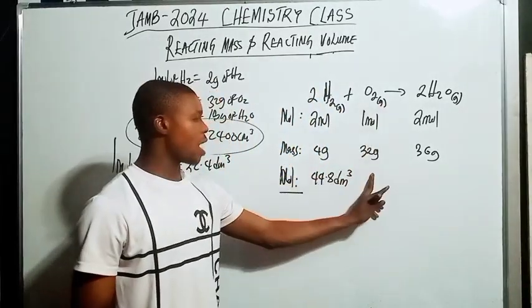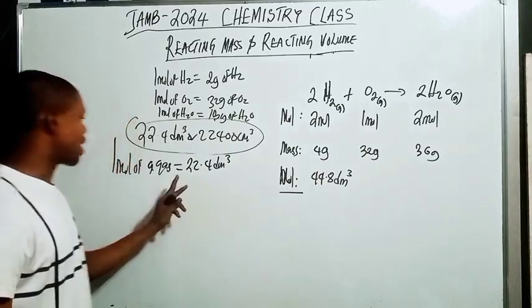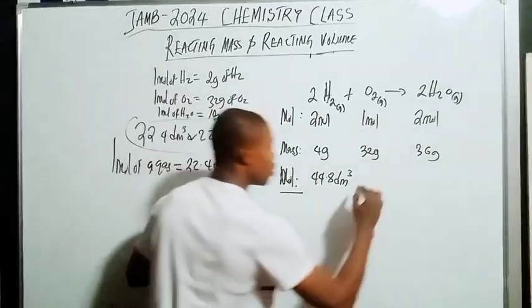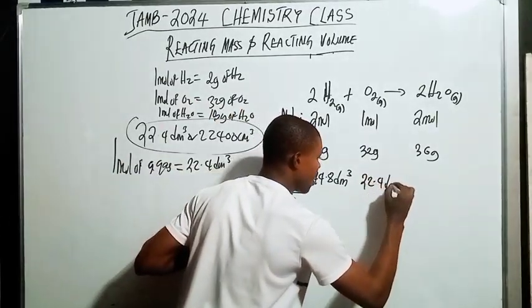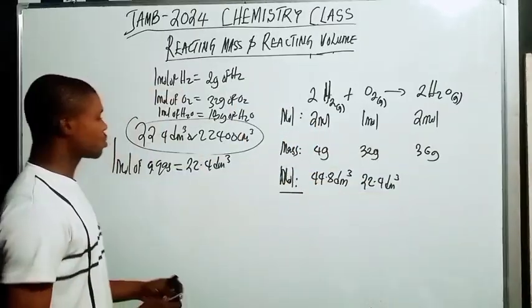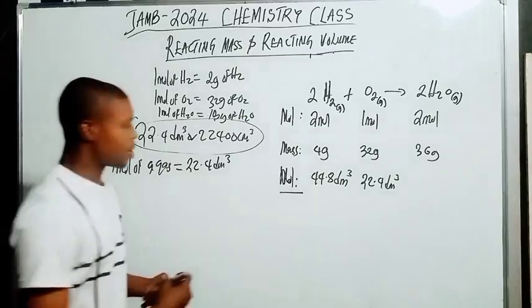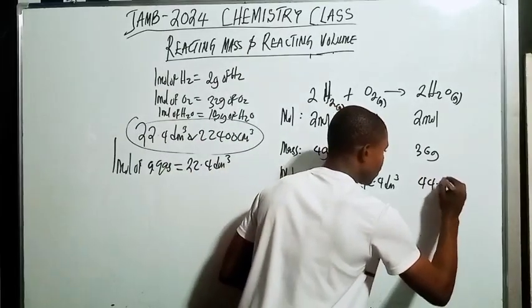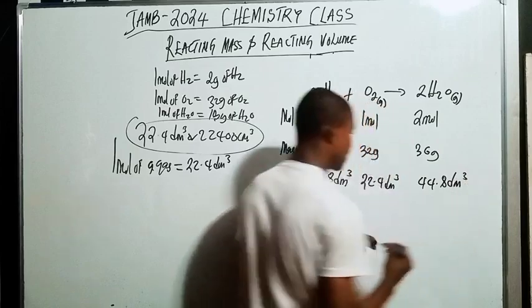So how many moles do you have? Here we have 1 mole, so 1 times 2.4 gives 2.4 dm cube. Then for water here, we have 2 times 2.4, which is 4.48 dm cube. Do you understand?